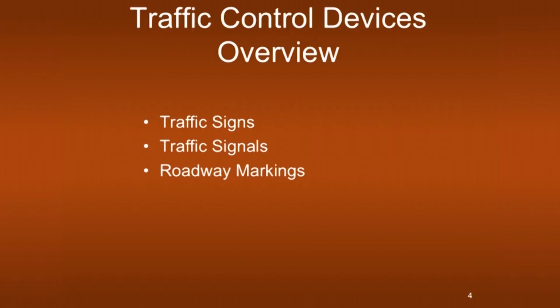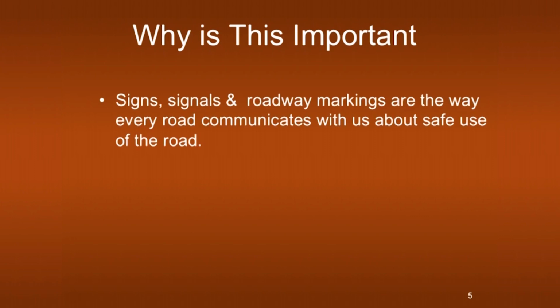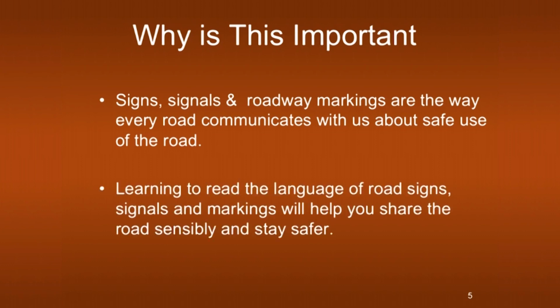And just as an overview, we're going to have these 3 general topics. We're going to talk about the traffic signs, we're going to talk about the traffic signals, those are flashing lights of some sort, and the roadway markings themselves. Why is this important? Signs, signals, and roadway markings are the way that every road communicates with us about the safe use of that road. And of course, learning to read the language of the road signs, signals, and markings will help you share the road sensibly and stay safer.